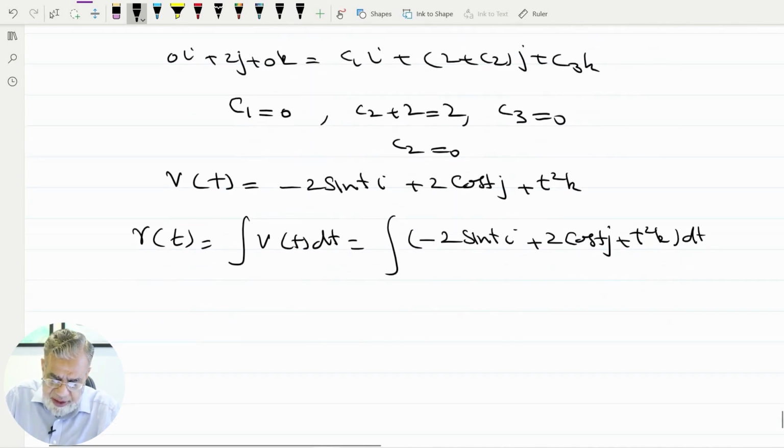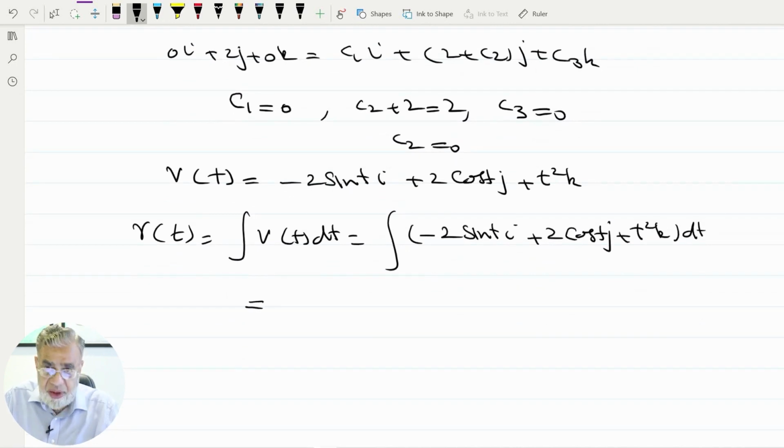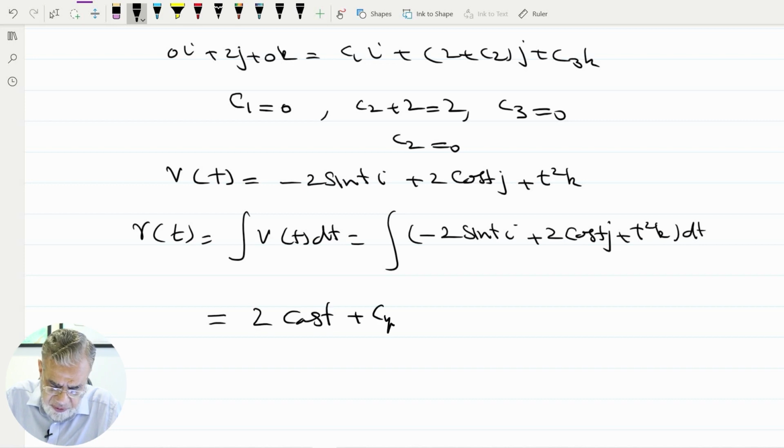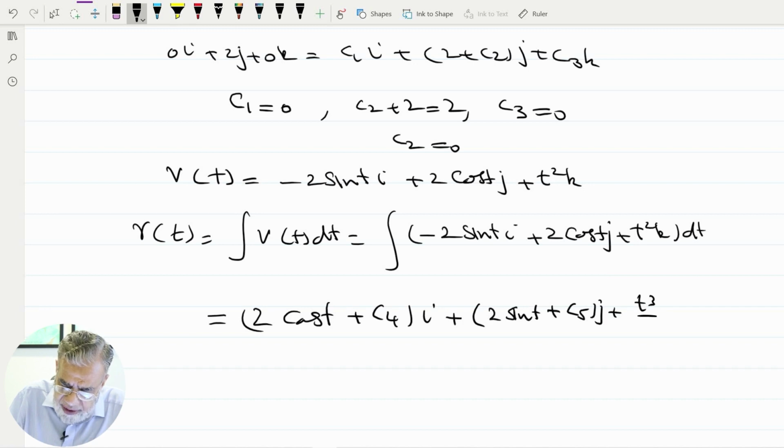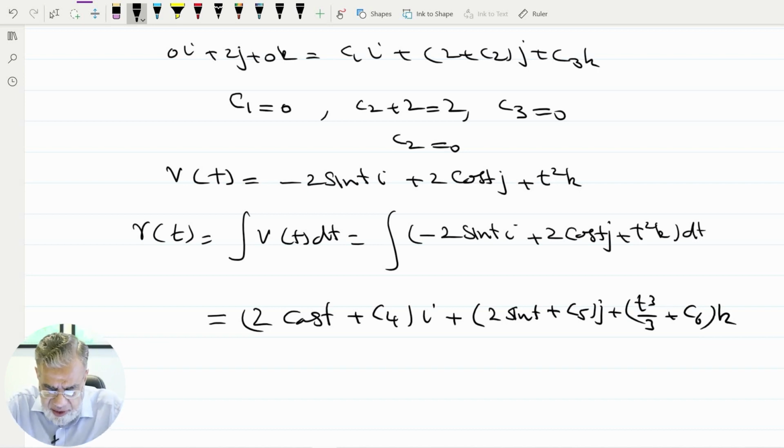Now as before, we integrate again, and we get 2 cosine t plus c4 i. Then the integral of cosine t is sine t, so 2 sine t plus c5 j. Then we have t cube by 3 plus c6 k. So we have here the integration constants c4, c5, c6.